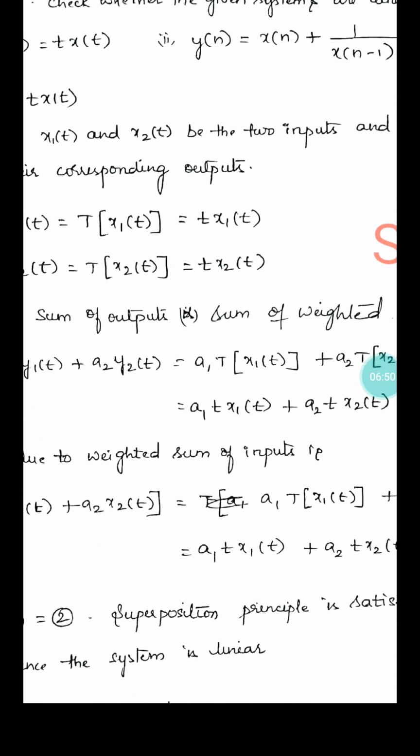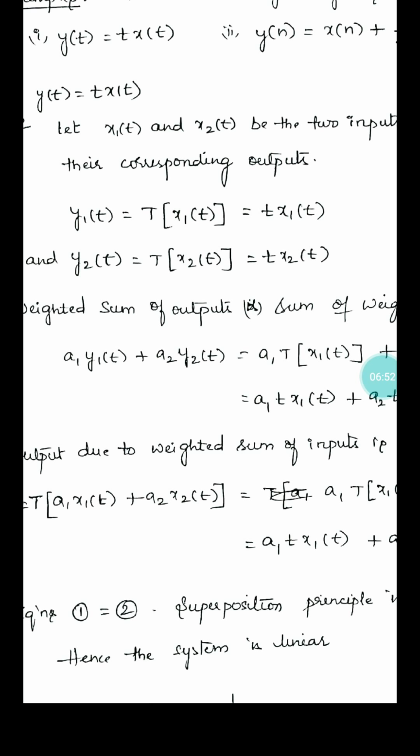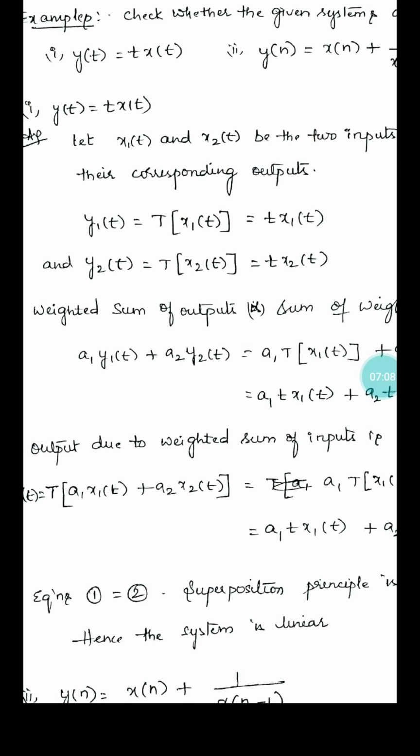Let us start with the first example: y of t is equal to t into x of t. Let x1 of t and x2 of t be the two input signals, and y1 of t and y2 of t be their corresponding outputs. Let us start with y1 of t equal to t into x1 of t. Just simply we can write a mathematical expression for y1 of t. Then the second one, y2 of t equal to t into x2 of t.